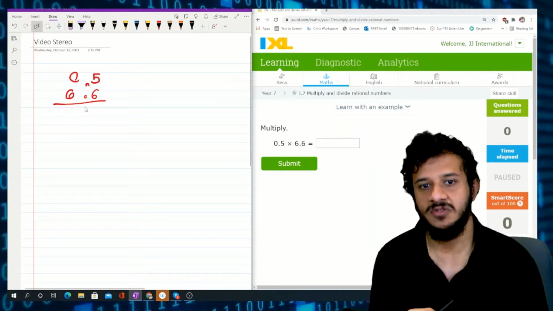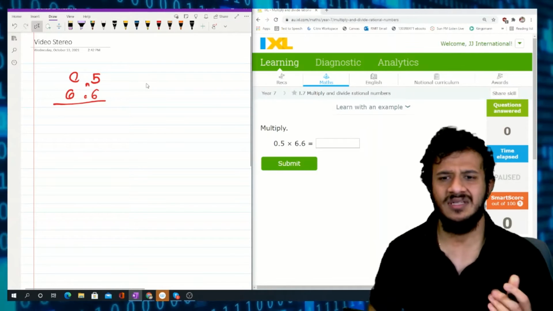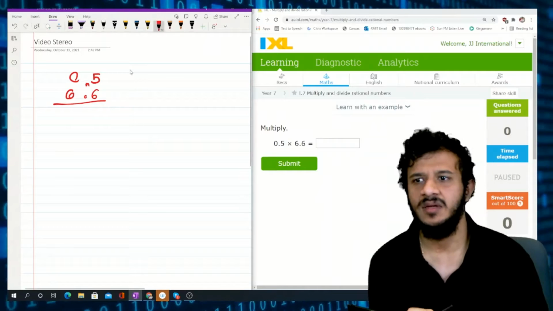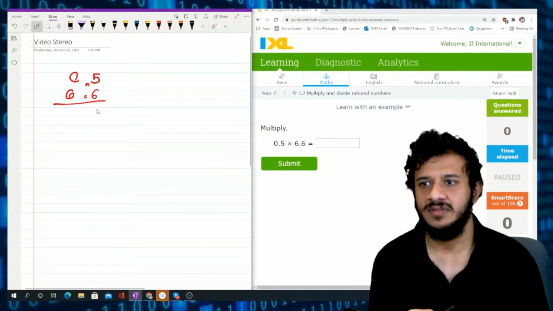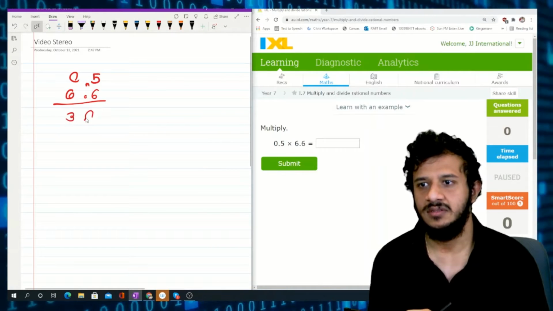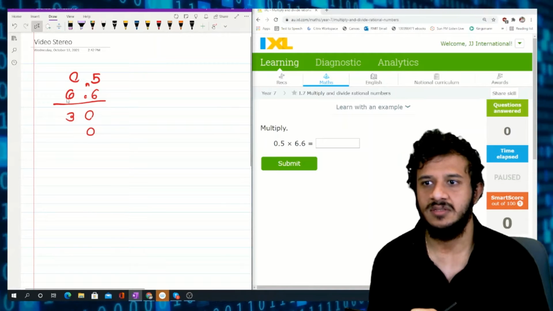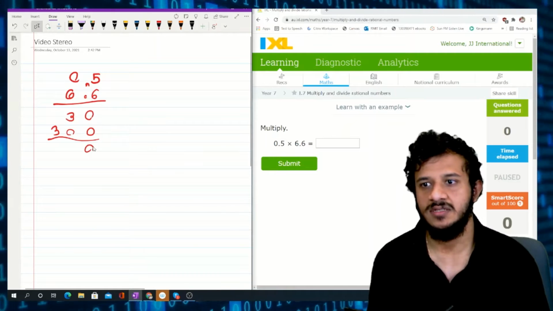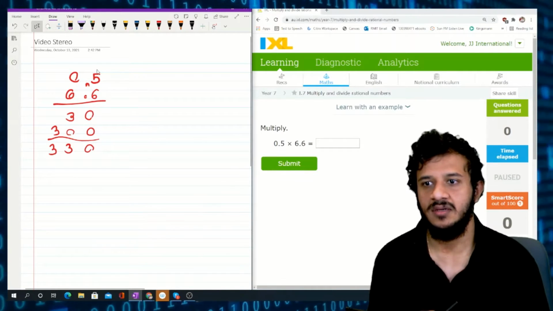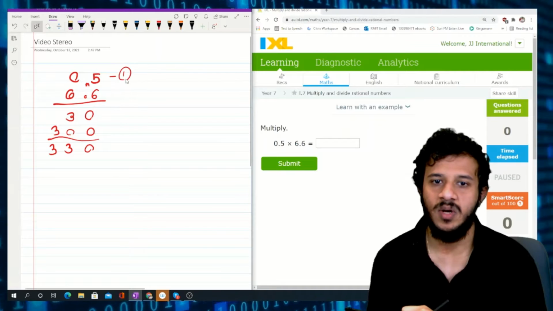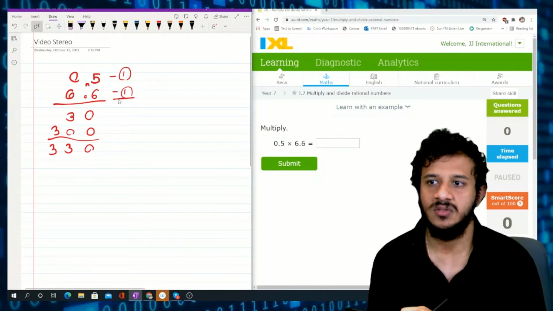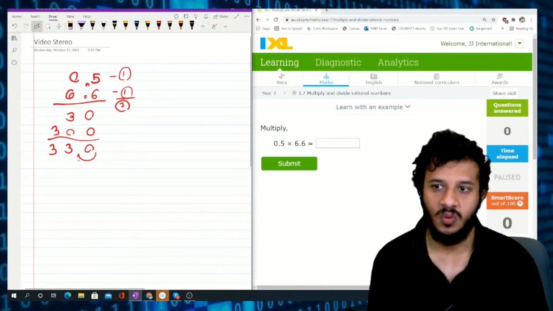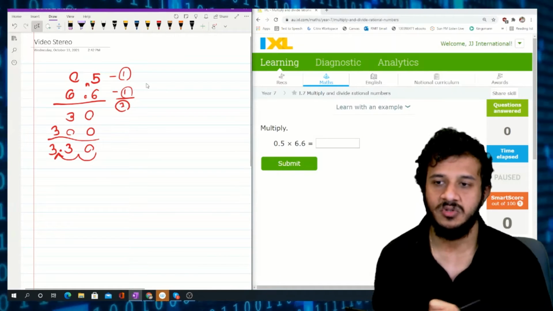And then we start to do the multiplication. Just think that this is 5 times 66, that's it. Don't even worry about the decimal number. So 6 times 5 is 30, and 6 times 5 is again 30. So we get 0 here, 3 here, 3 here. How many decimal places are here? 1. How many decimal places are here? 1. So altogether there will be 2 decimal places. So the decimal point will move 1, 2. So my answer should be 3.3.